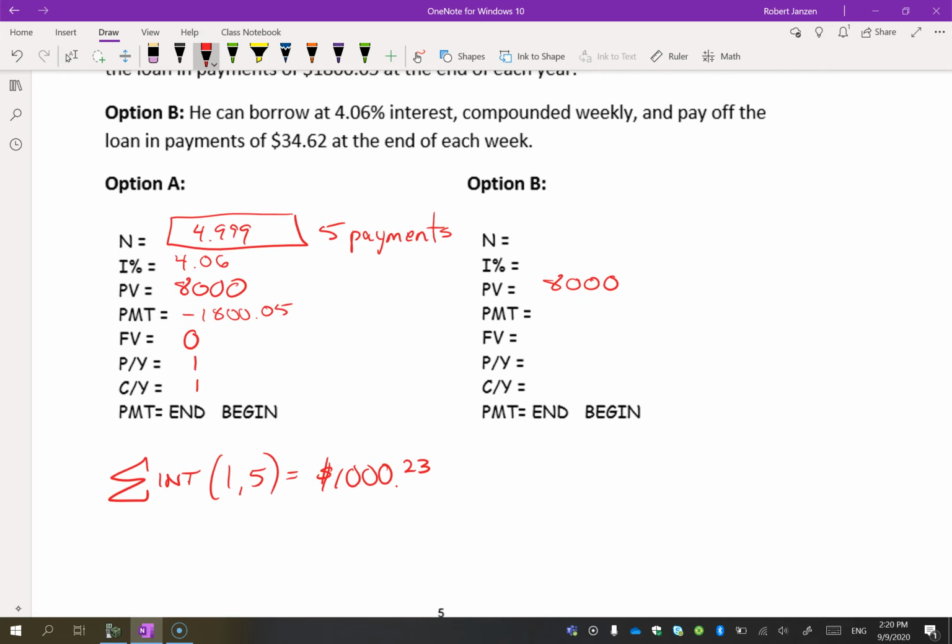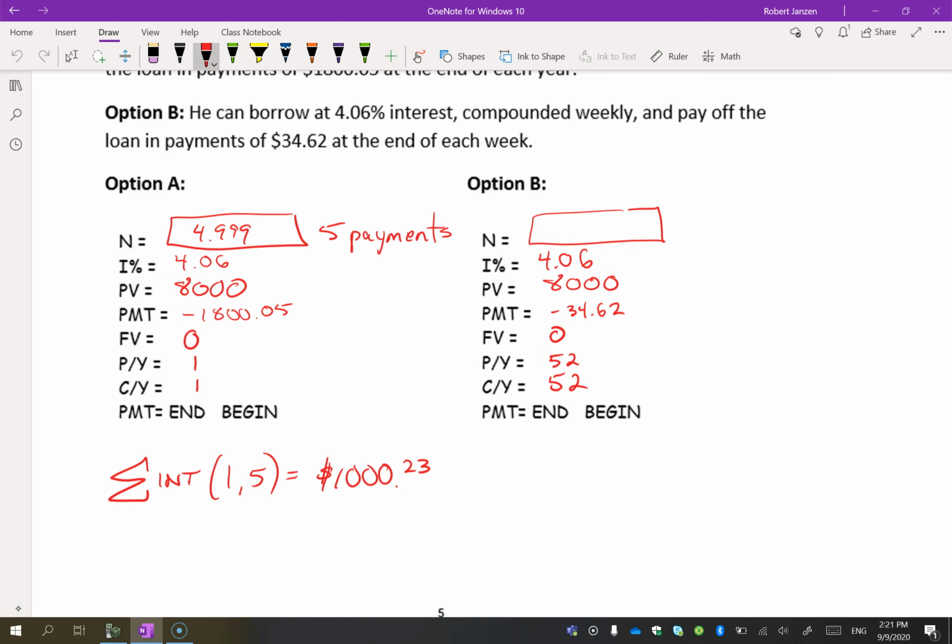So this one, again, it's 4.06 interest, compounded weekly, 52 times a year, and to pay off the loan with payments of $34.62 at the end of each week, so the payments are 52, so much more often. Okay, again, I want to get to 0. So what do you think? What's going to happen here? Which one is going to be better before you try this? Would it be better to pay it off paying once a year or every week?